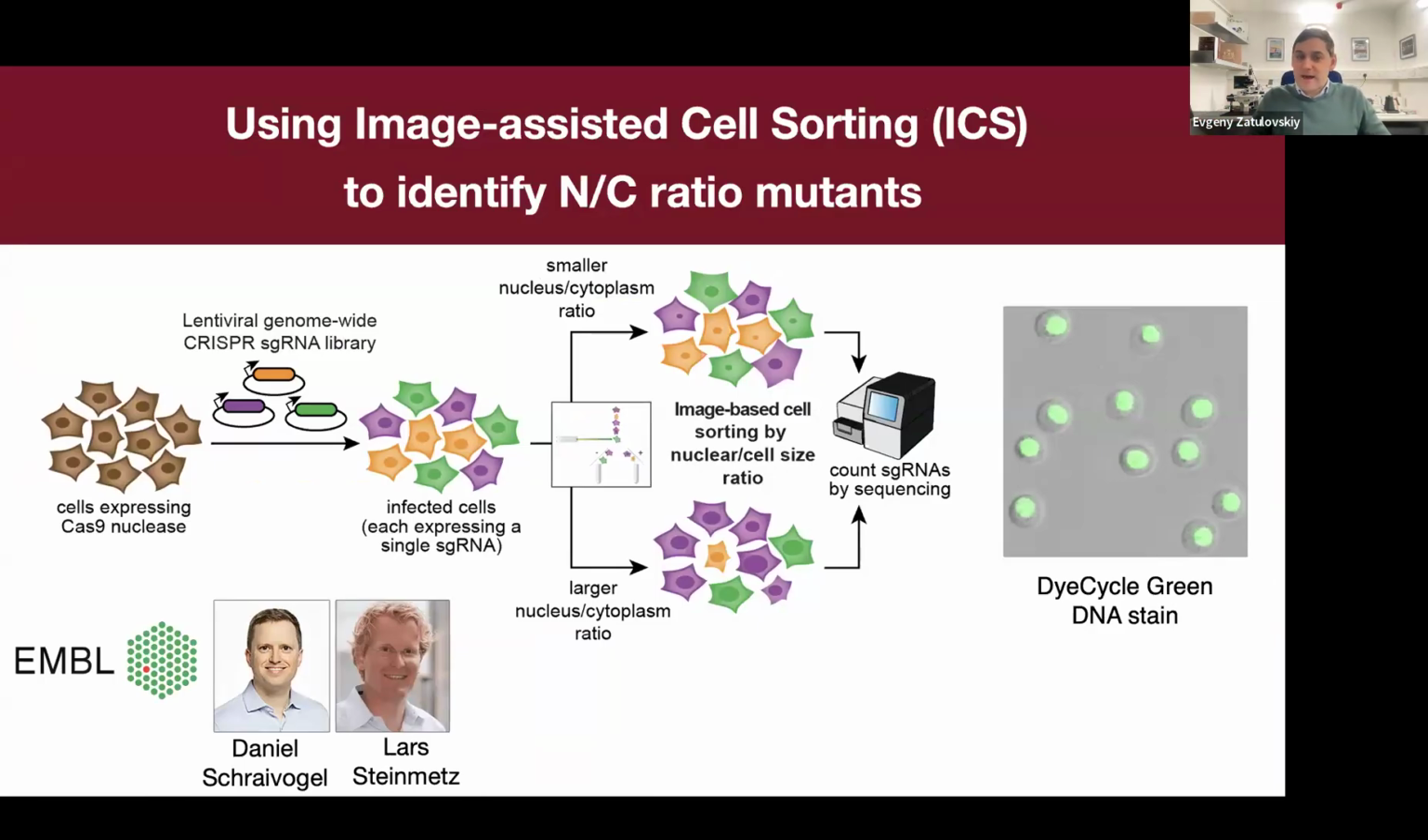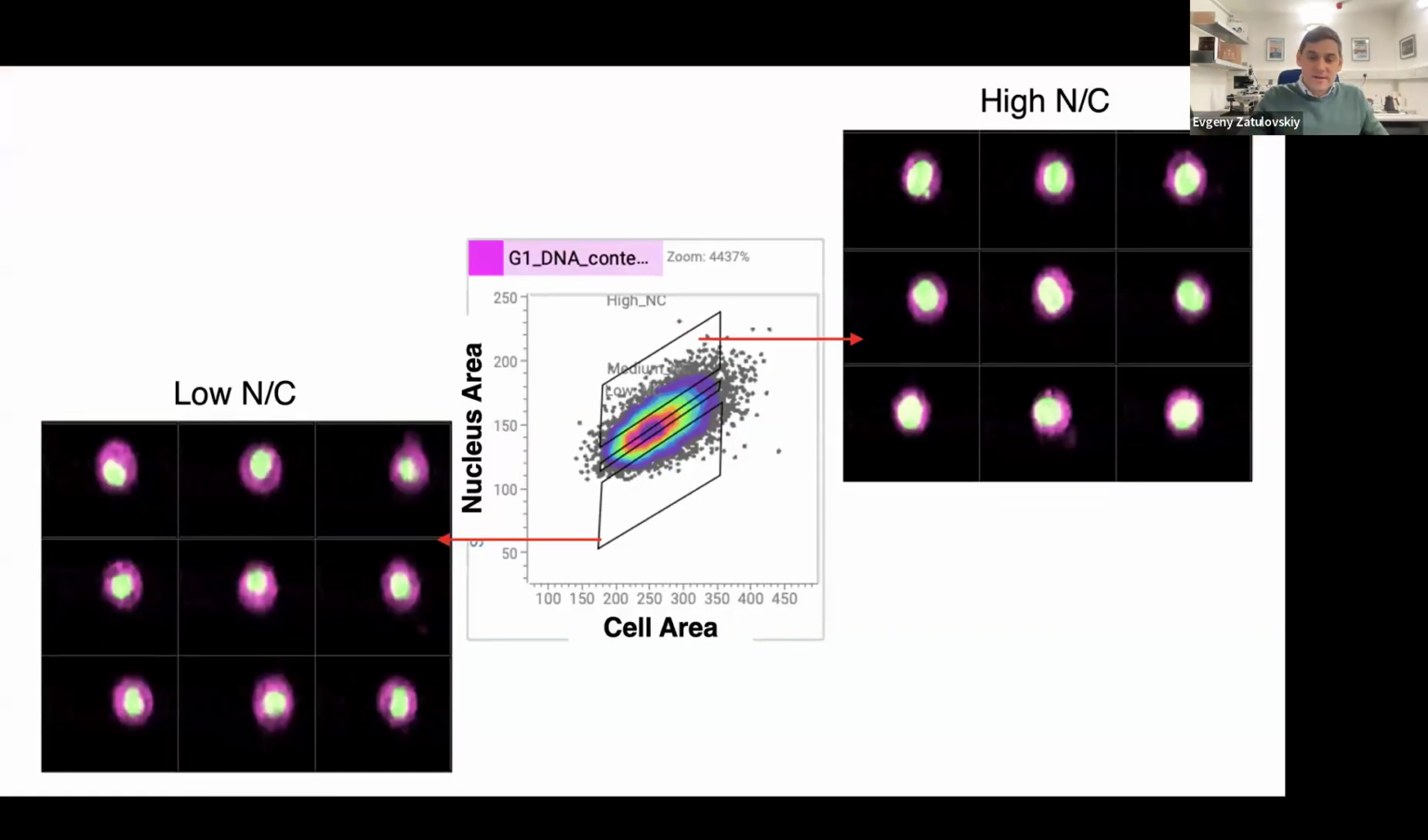And yes, in the lab of Lars Steinmetz, and with help from Daniel, who at that point was a postdoc in the lab, we did this experiment where we used a green DNA dye to stain the nucleus and used the area of the nucleus as a metric of nuclear size, and then the area of the cell as a metric of the cell size. Like I said, nuclear size scales with cell size, that's what we see on this plot from the imaging flow cytometry. From this experiment, we gated specifically the cells that either sit below the diagonal and have a low NC ratio, or sit above the diagonal and have a high NC ratio.